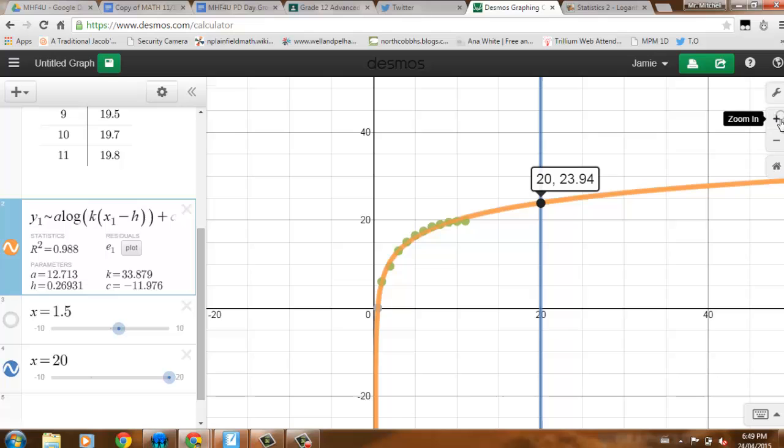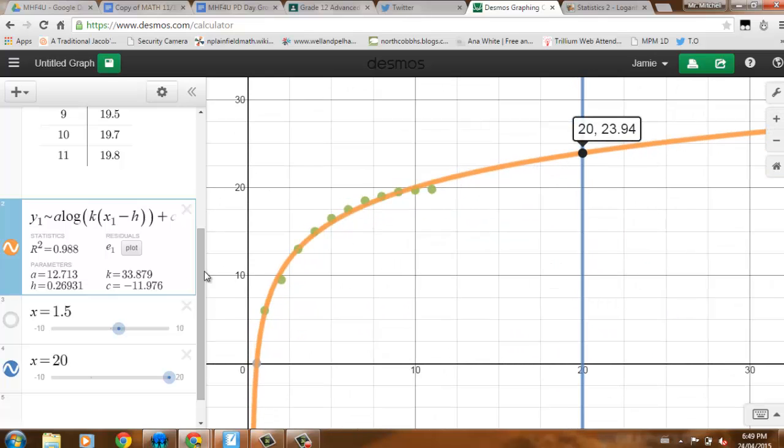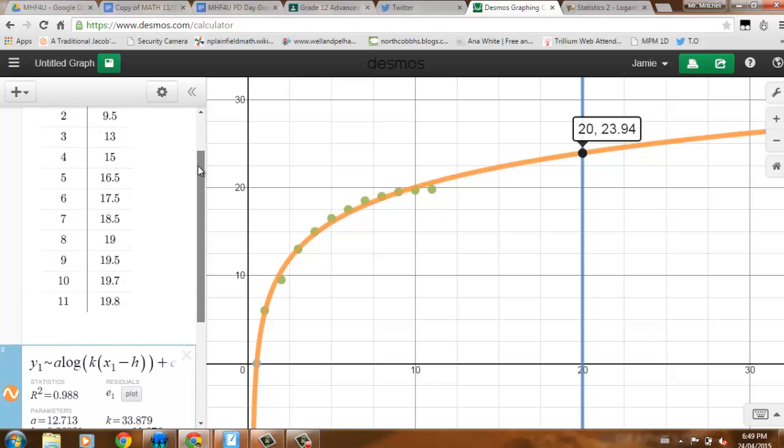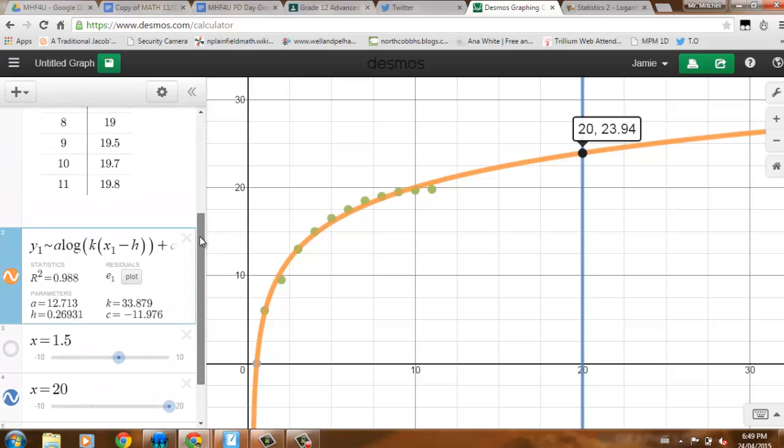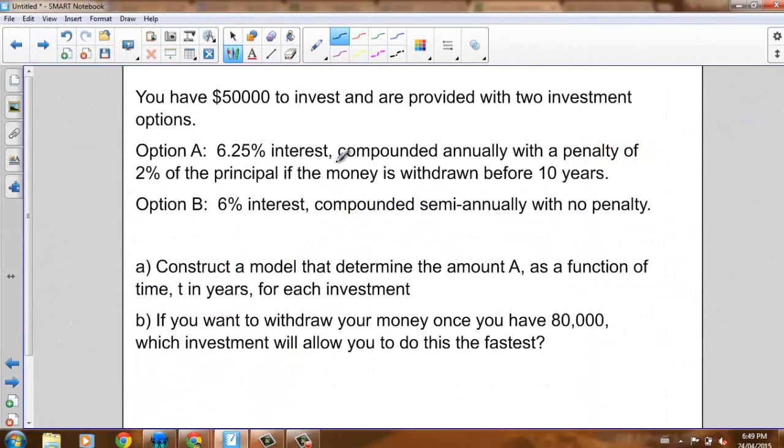So that's just a little bit more on how we can use Desmos to help us model data and make predictions. We're going to keep working with regression as we continue on this semester. Let's try a slightly different question.